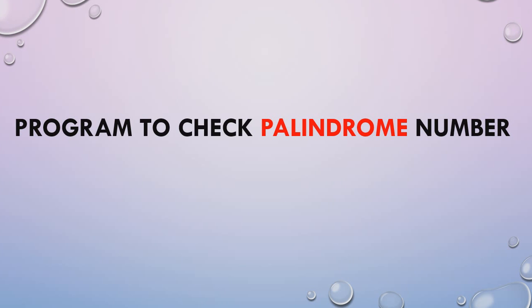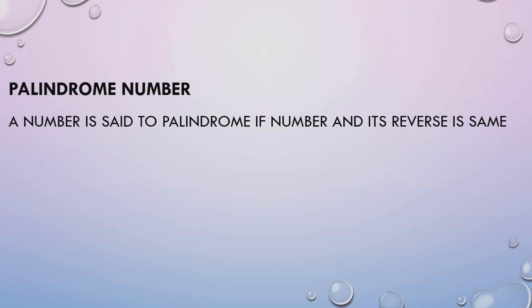Today we are going to make a program to check palindrome number. So before proceeding, we have to know what is palindrome number. A number is said to be palindrome number if a number and its reverse is same.